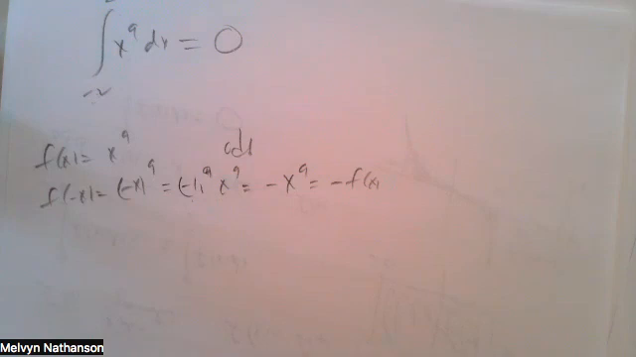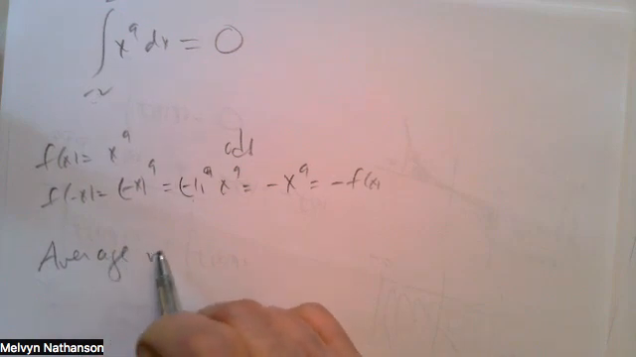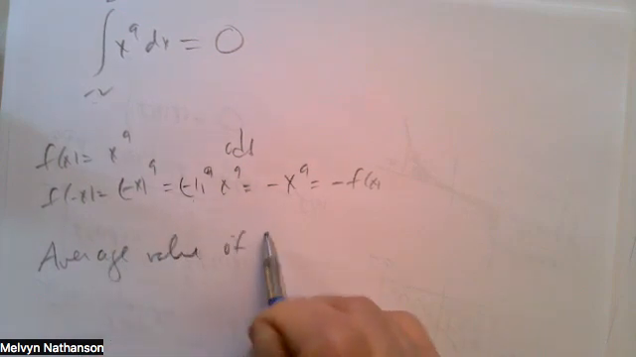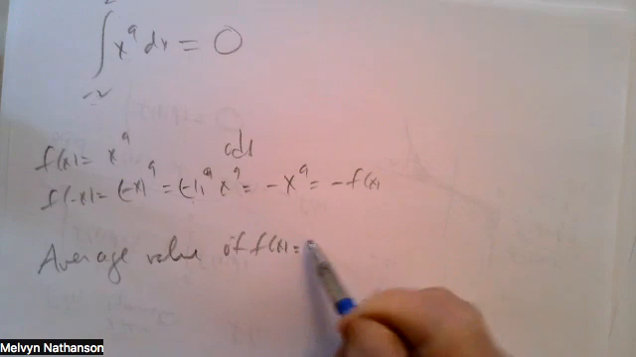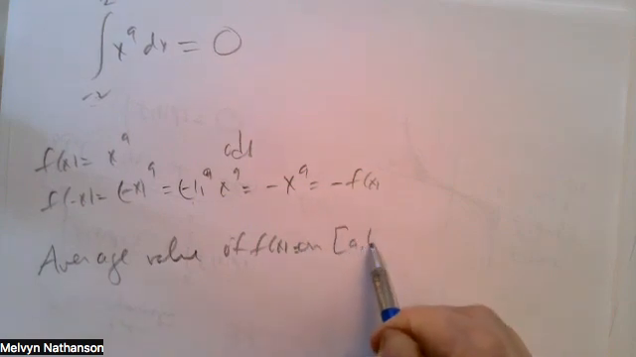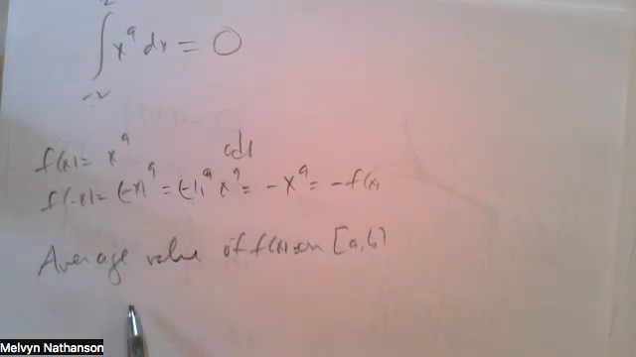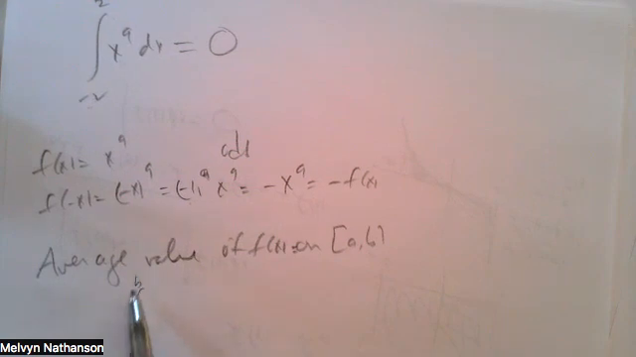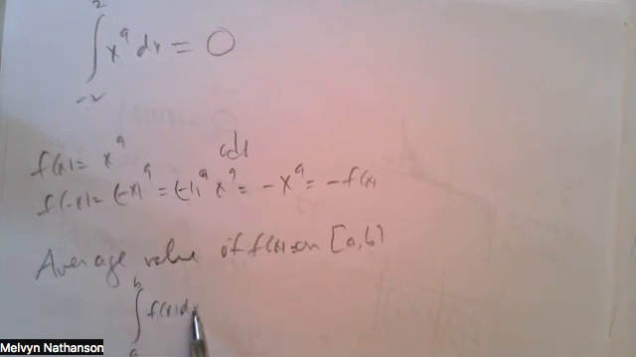Any questions about this? We also define what is called the average value of a function on the interval from a to b. It's equal to the integral from a to b of the function f of x dx divided by the length of the interval, b minus a. So that's the average value.